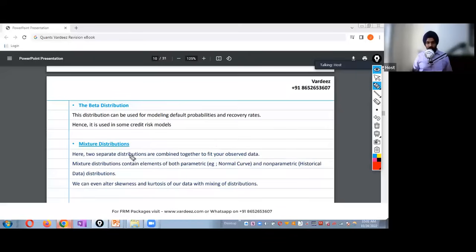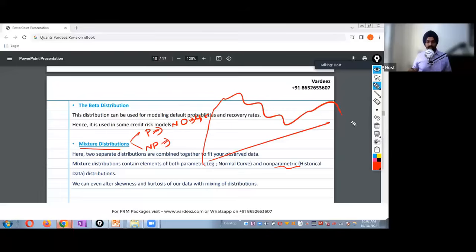Okay, so when you have a mixture distribution, it's going to have parametric as well as non-parametric. What is parametric? Like all the distributions that we have seen, the normal distribution has a mean, which is a parameter, and variance, which is another parameter. Non-parametric can be historical data distributions. When you just have the historical data, you just pull it up, that's it. However it looks, it doesn't make any difference.